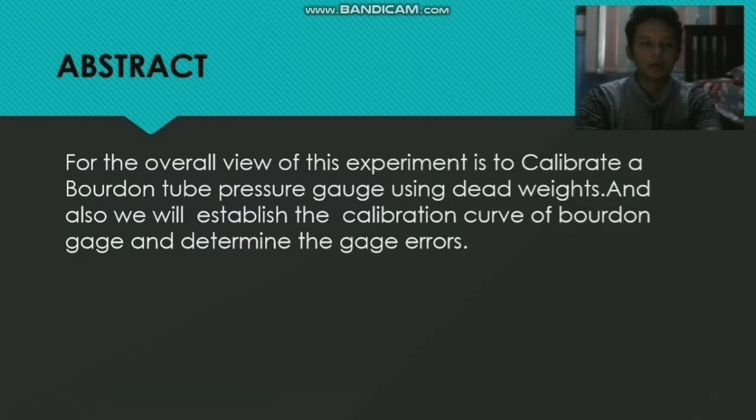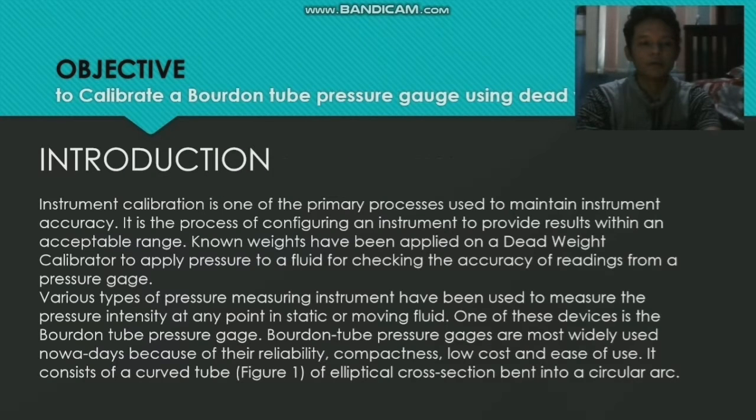So, the abstract part. The overall view of this experiment is to calibrate a Bourdon tube pressure gauge using dead weights, and also we will establish the calibration curve of the Bourdon gauge and determine the gauge errors. The objective is to calibrate a Bourdon tube pressure gauge using dead weights. Here we go to the introduction.